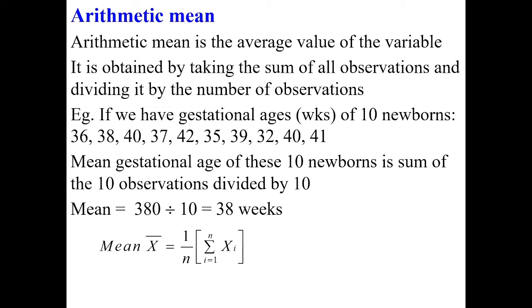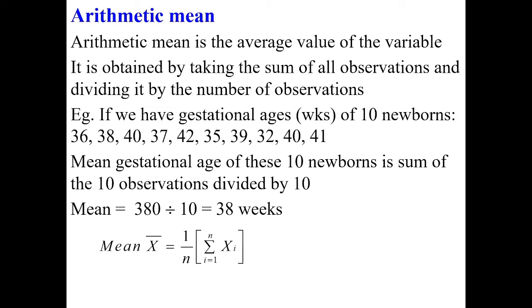So you need to summarize this raw data into an index that can be easily understood, interpreted, and maybe even useful to compare with other similar data from another hospital or another place. So mean gestational age of these 10 newborns is, first, as we know, you add up, get the sum of these 10 observations, which in this example is 380, because there are 10 observations divided by 10 and it works out to be 38 weeks.